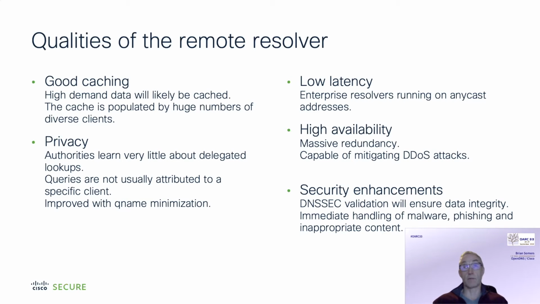Generally with enterprise level resolvers, you get low latency. Most of them run on anycast addresses. So if they've got a reasonably good data center spread, then you're likely to get to talk to a local resolver and have low latency. High availability, of course. Most of these big DNS companies will have massive redundancy, and they're able to deal with most denial of service attacks that hit them. And of course, security enhancements. DNSSEC validation is just about everywhere now. Unfortunately, not all zones are DNSSEC signed, but eventually that will come. But also a lot of these resolver services will protect you against things like malware and phishing, and also do content protection and that sort of stuff.